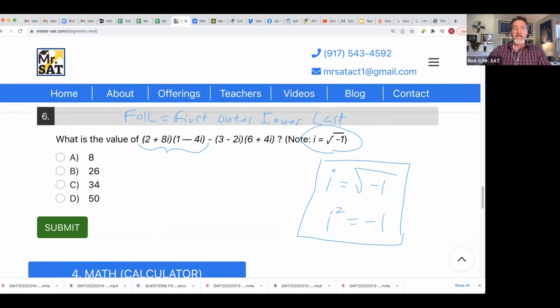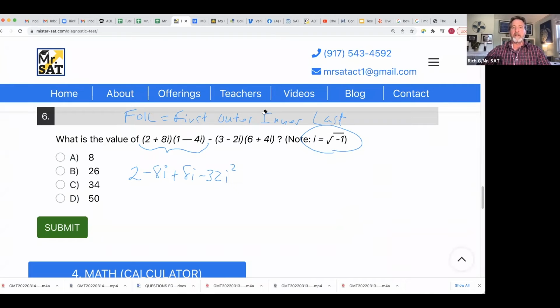So first we multiply the first positions together. 2 times 1 is 2. Then the outer positions, 2 times -4i is minus 8i. Then the inner positions, 8i times 1 is plus 8i. Didn't I tell you the i's would drop away? And then the last position, 8i times -4i is minus 32i squared. Now let me erase this. Don't worry. I know you've already committed it to memory. If you haven't, I'll bring it back up in just a second.